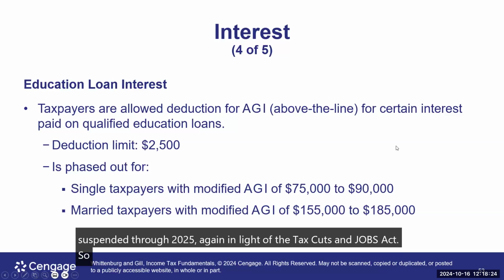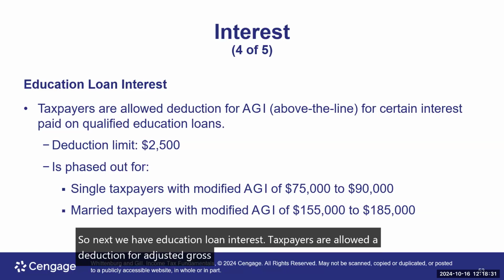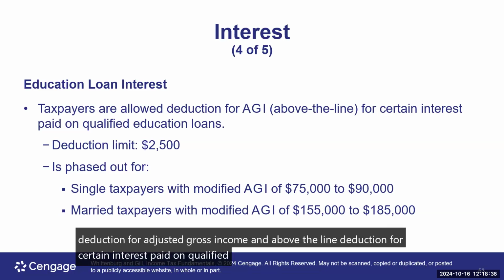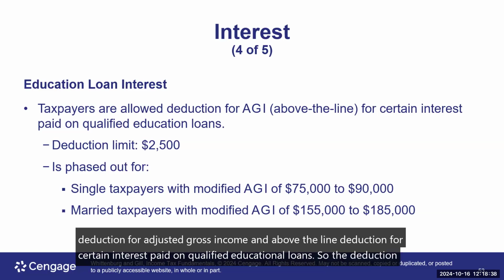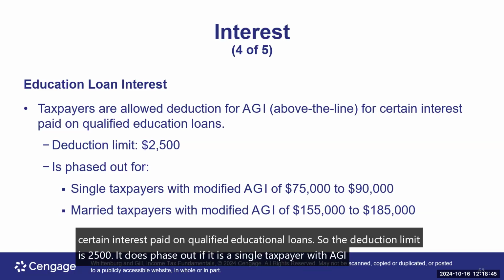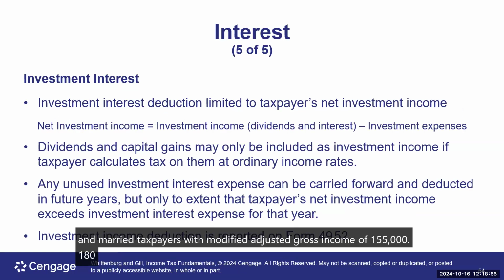So next we have education loan interest. Taxpayers are allowed a for-adjusted-gross-income, or above the line, deduction for certain interest paid on qualified educational loans. The deduction limit is $2,500. It does phase out for a single taxpayer with AGI of $75,000 to $90,000, and for married taxpayers with modified adjusted gross income of $155,000 to $185,000.